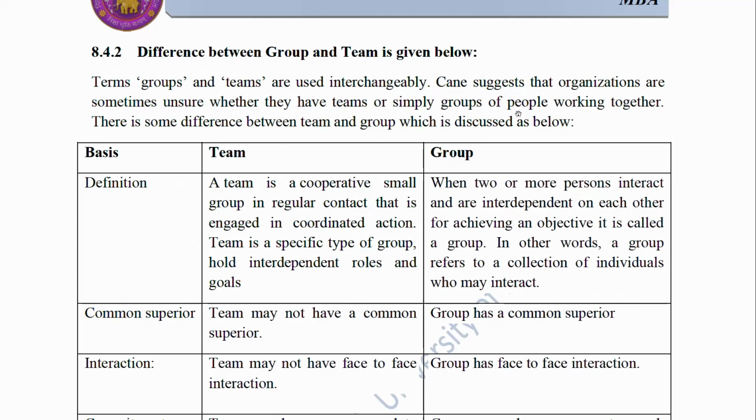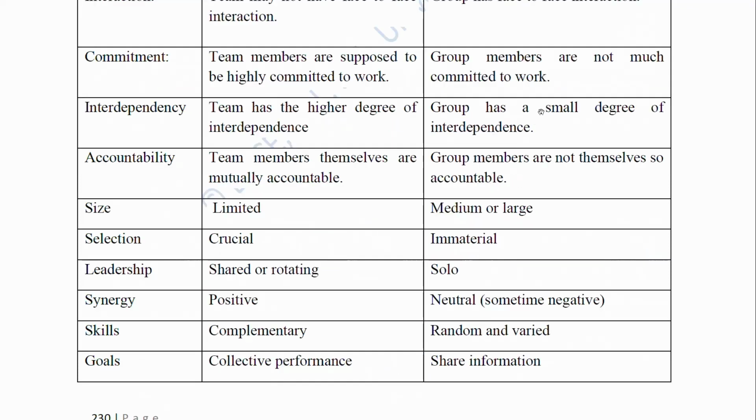Third, on the basis of interaction. Team may not have face-to-face interaction. Group has face-to-face interaction. On the basis of commitment, team members are supposed to be highly committed to work, whereas group members are not much committed to work. Fourth, on the basis of interdependency. Team has a high degree of interdependence, whereas group has a small degree of interdependence. Fifth, on the basis of accountability. Team members themselves are mutually accountable, whereas group members are not themselves so accountable.